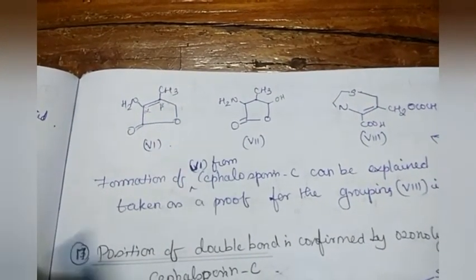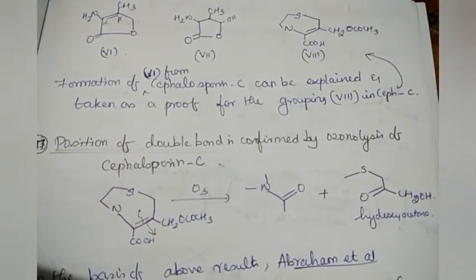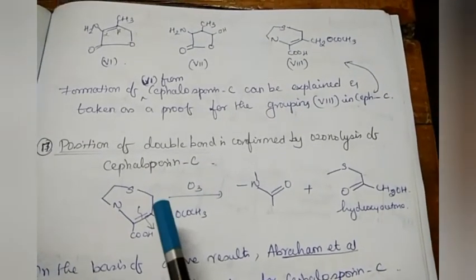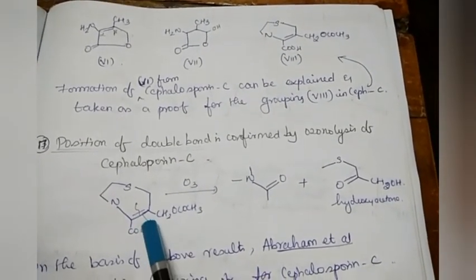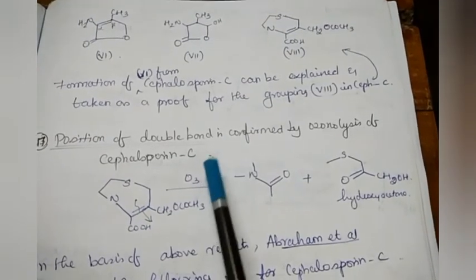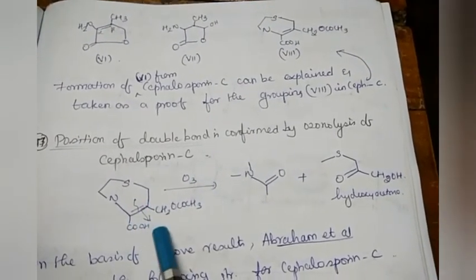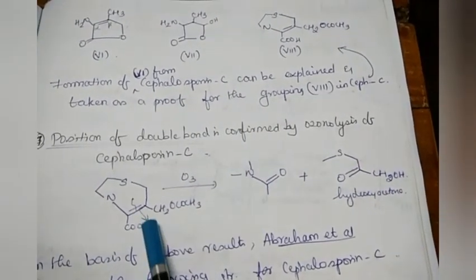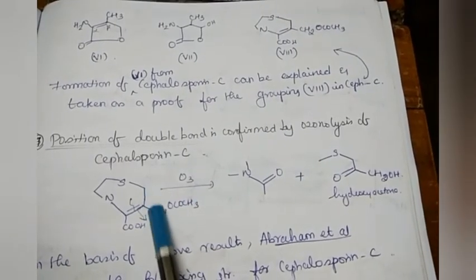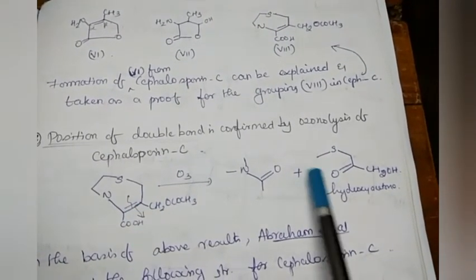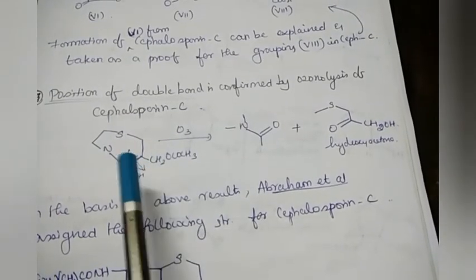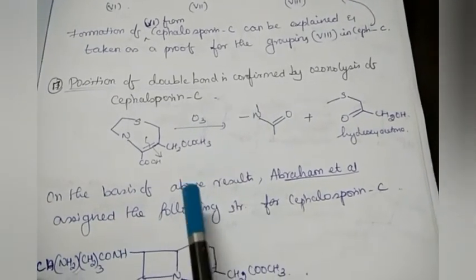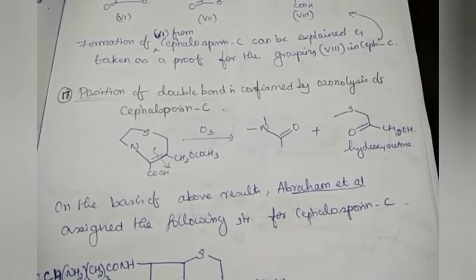The position of the double bond is confirmed by ozonolysis. So if we assume that we have this part in cephalosporin C, when ozonolysis occurs, the double bond here breaks and we get these two compounds. Here this bond gives a double bond O and here this bond gives a double bond O. So we can say that the double bond is present at this position. From all the above facts, Abraham and his co-workers assigned the following structure for cephalosporin C.